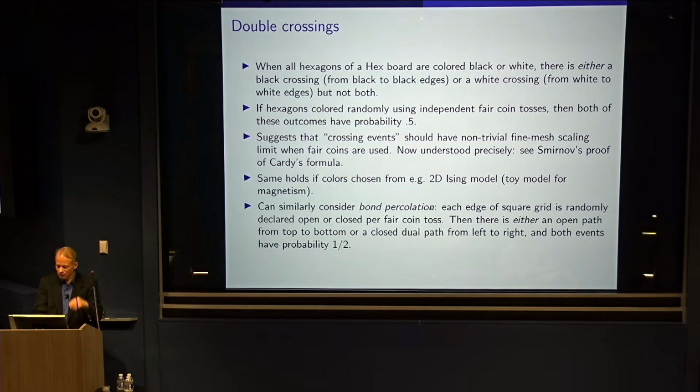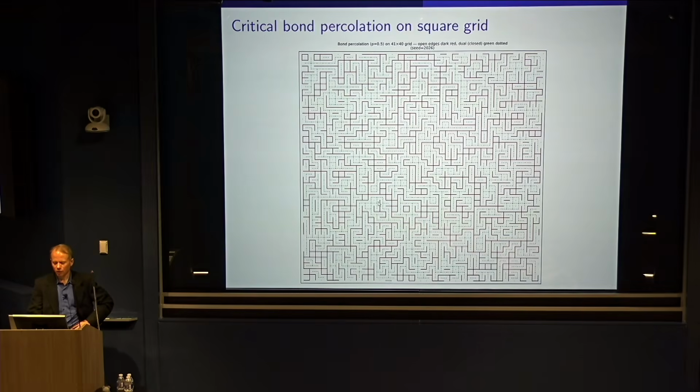We can similarly consider bond percolation, where every edge of a square grid is randomly declared open or closed per a fair coin toss. So here's the way I imagine that. Imagine you have a grid. Think of this as maybe Midtown Manhattan. Think of this as like a big square. Imagine you have square streets.